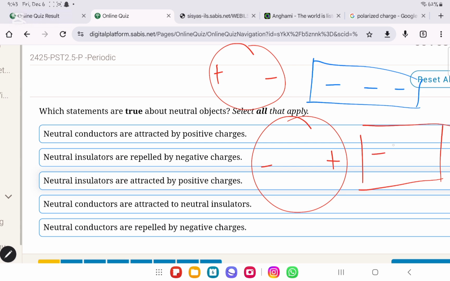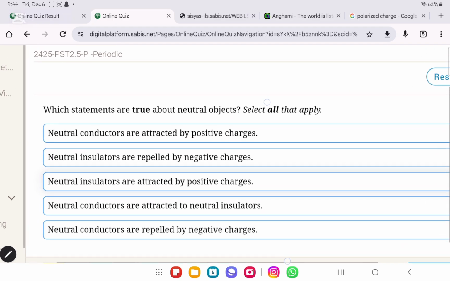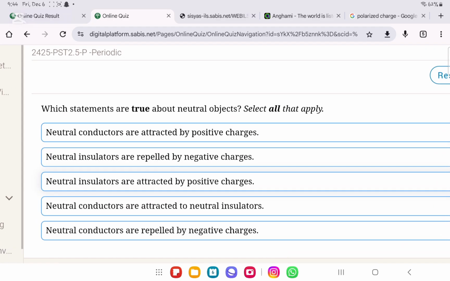Now this polarization causes a strong attraction between these two charges, so any other charge that comes from here is not going to work effectively. We will see an example later on in the quiz, but for now all you need to know is that neutral objects, whether conductors or insulators, are initially attracted by positive and negative charges, and if they are attracted to one, then definitely they are going to be repelled from the other.